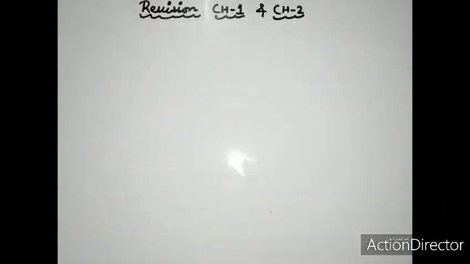Students, here I solved some questions related to chapter number 1 and chapter number 2. Now here I take the first example related to Roman numbers, and how we write Roman numerals from Hindu Arabic numerals to Roman numerals and Roman numerals to Hindu Arabic numerals.